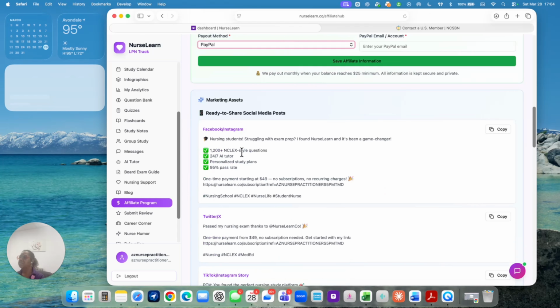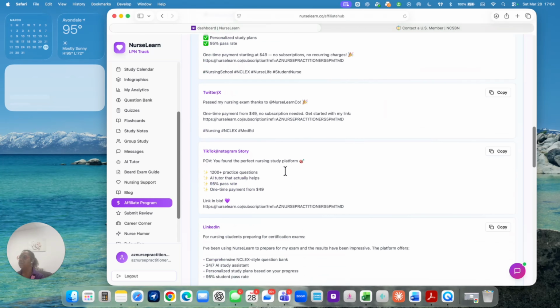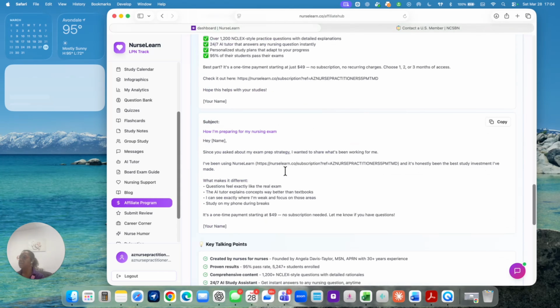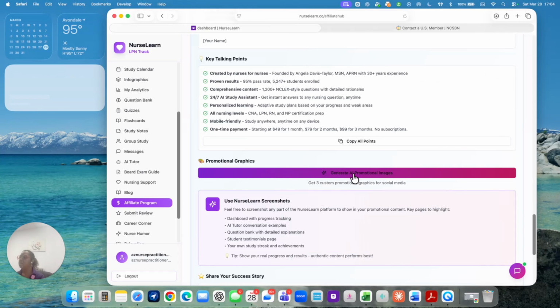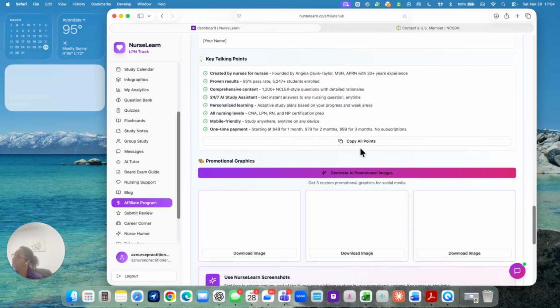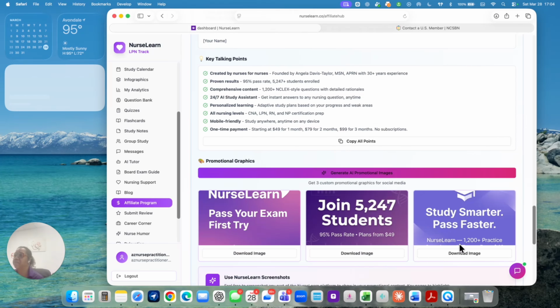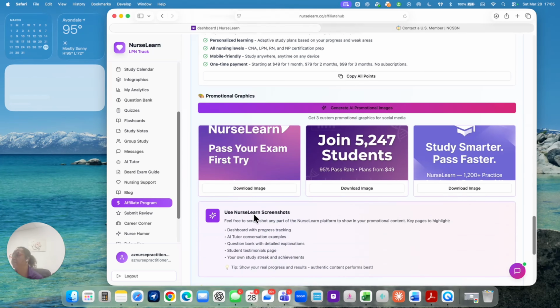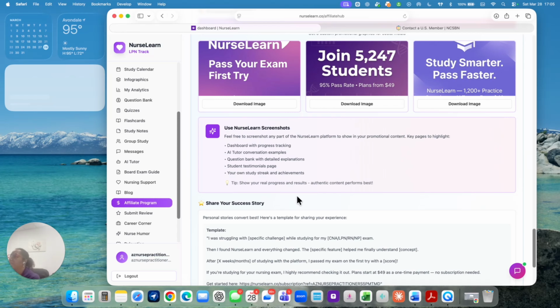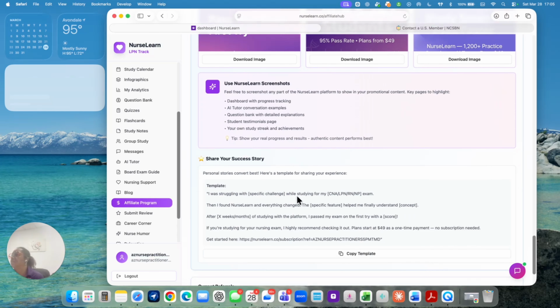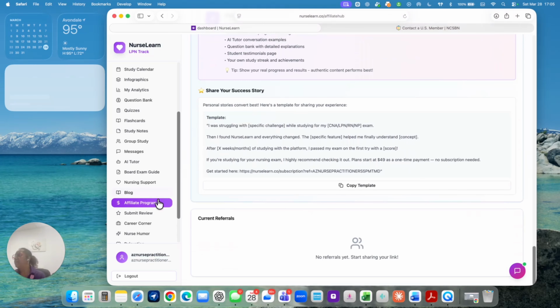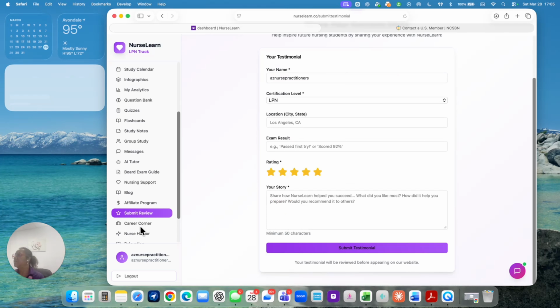And then this is some marketing. So some social media posts, LinkedIn, email templates if you ever want to email somebody. And then it'll create some images for you. They're okay. It gets the job done. I'm not gonna complain because I guess I could upload my own images, but it'll give you some study smarter, pass faster. Or you can feel free to use some screenshots while you're in here doing things to share the content. Share your success story. If you want to submit a review for us.